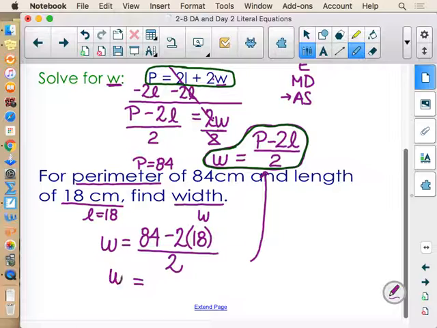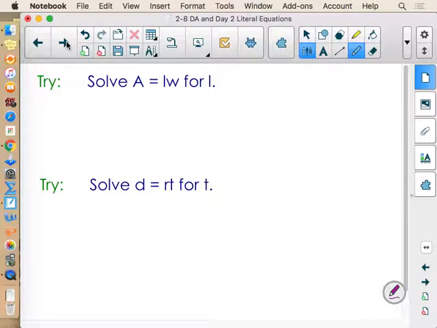We know order of operations says work out the numerator first. So that's going to be an 84 minus 36. So in our numerator we get a 48. The divide by 2 when it's a fraction always comes last. So the width is 24. We'll put centimeters on to have a good label on our answer. We're going to try a few more.